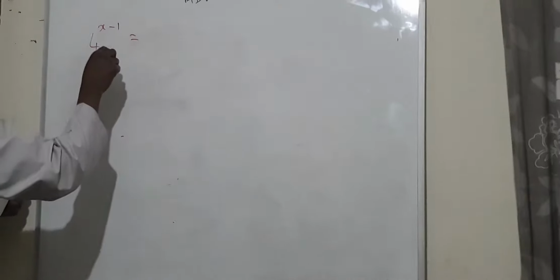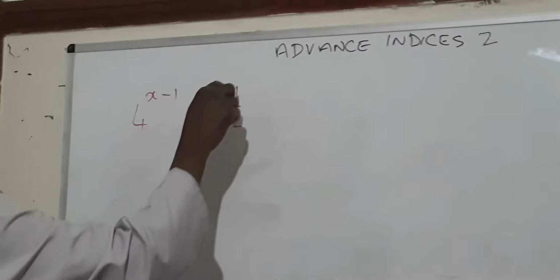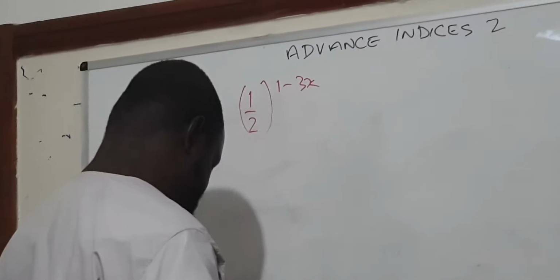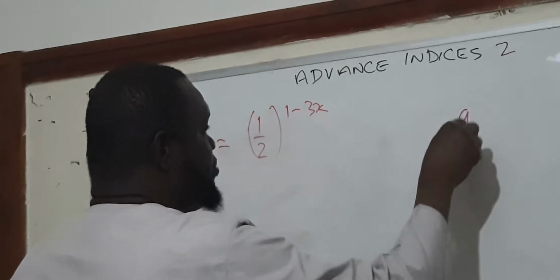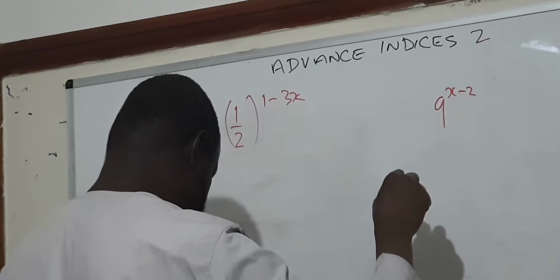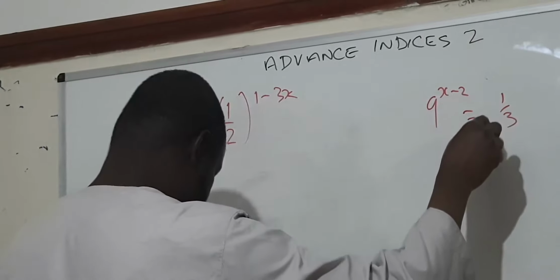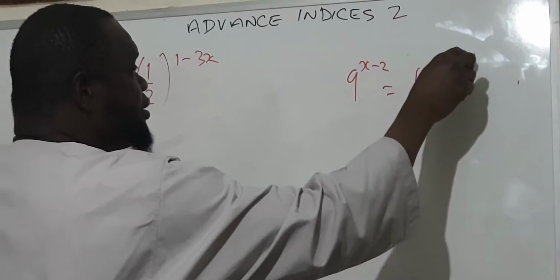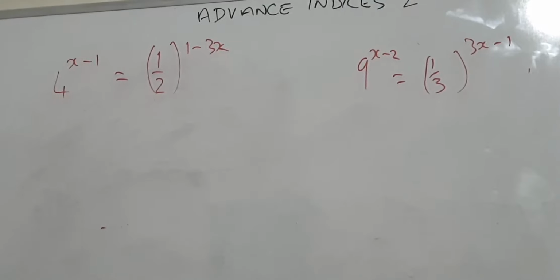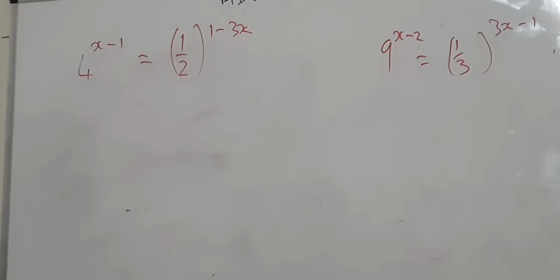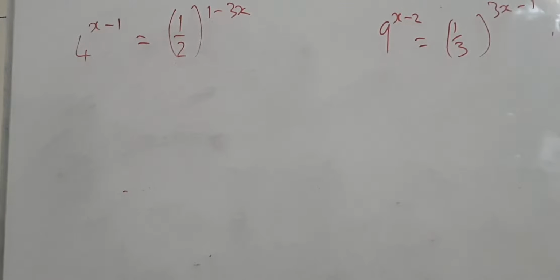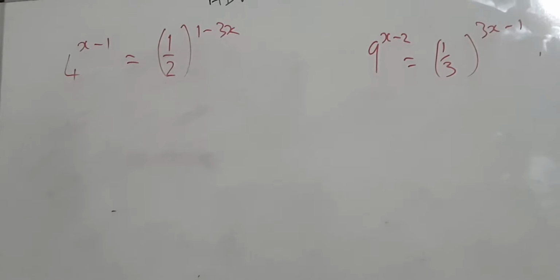4 to the power x minus 1 is equal to half to the power 1 minus 3x. And 9 to the power x minus 2 is equal to 1/3 all to the power 3x minus 1. Ladies and gentlemen, you guys can see this is not easy. We have to make that introduction.